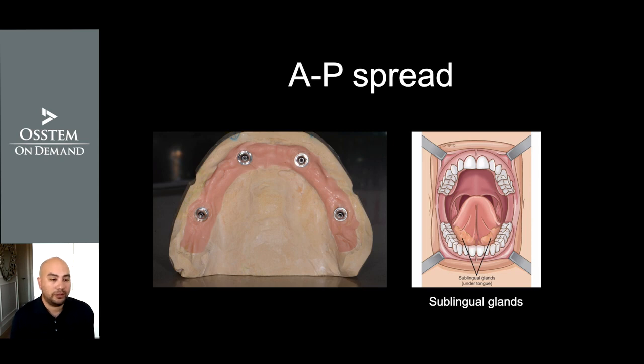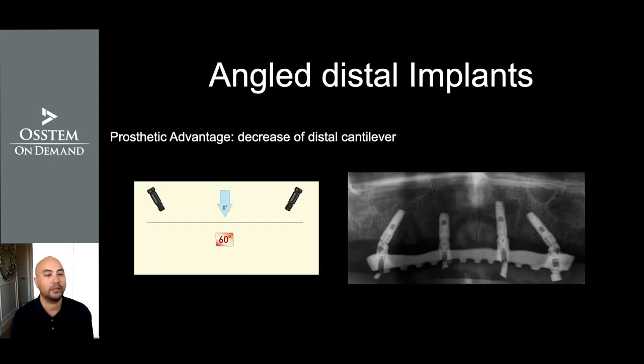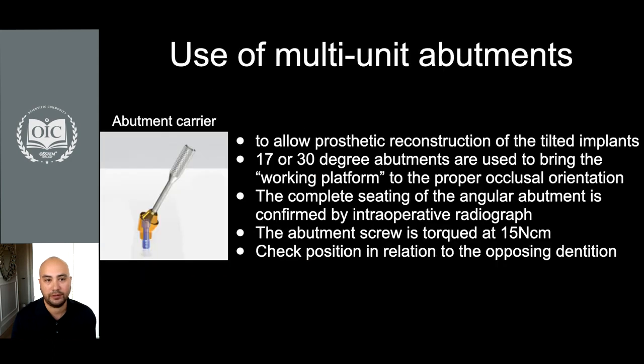There's also a biologic advantage in increasing the AP spread, and we are able to avoid the sublingual glands, therefore minimizing the risk of peri-implant infection and inflammation around the most forward implants. There's also a prosthetic advantage because we're able to decrease the distal cantilevers.